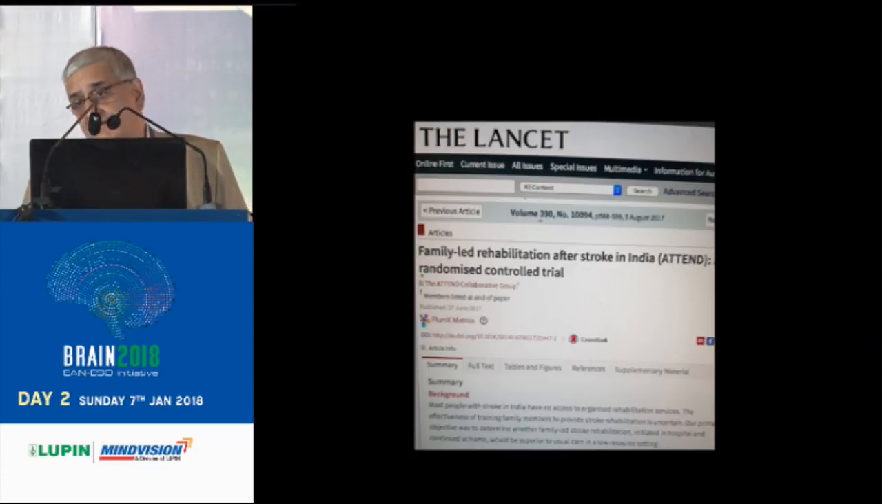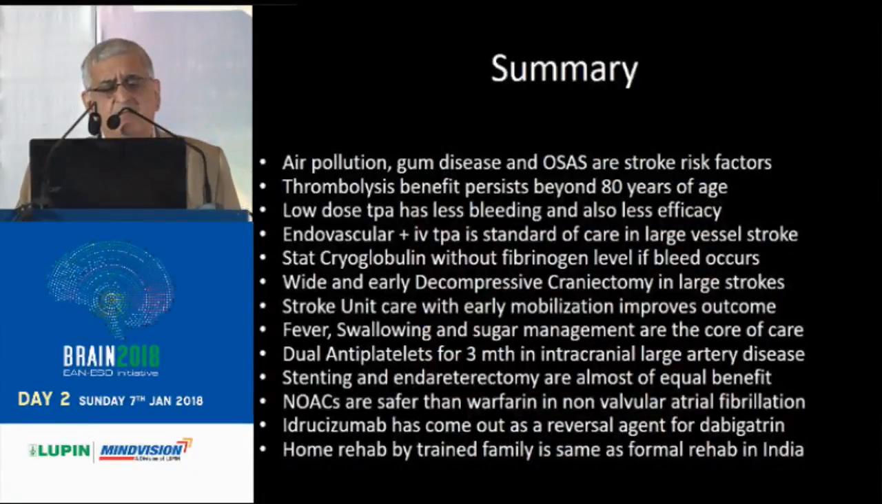Although they thought it was a negative study because they had hypothesized that family-based rehabilitation may be more effective, actually if you look at it, they were equal. So I wouldn't consider it negative. I think that if you teach them, they are as good as formal rehabilitation, at least as it is existing in India today. So in summary, friends, these are the main points.